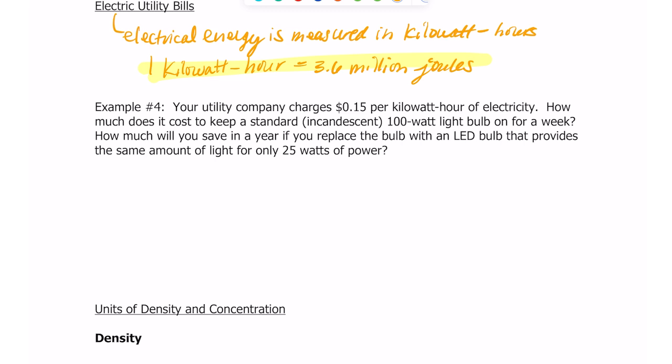So let's say your utility charges 15 cents per kilowatt hour of electricity. How much does it cost to keep a standard 100-watt light bulb on for a week? How much will you save in a year if you replace the bulb with an LED bulb that provides the same amount of light for only 25 watts of power? Okay, so the first question we need to find out is, how much energy does the bulb use in 1 week, right? Because in order to figure out how much it's going to cost, we need to know how much energy the bulb uses in a week.